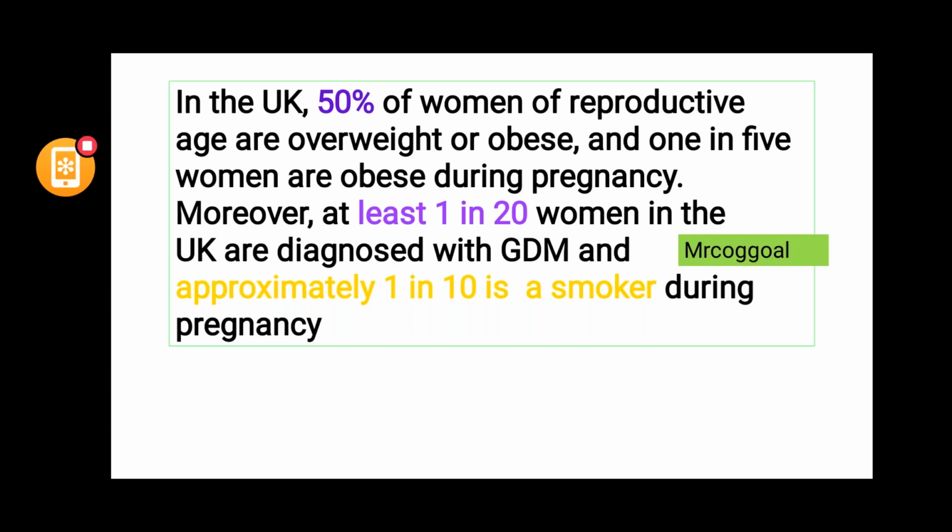1 in 5, right? Moreover, 1 in 20 women in the UK are diagnosed with GDM, and approximately 1 in 10 is a smoker during pregnancy. So you got 3 SBAs from this one particular slide, right? So you have to write the notes immediately.